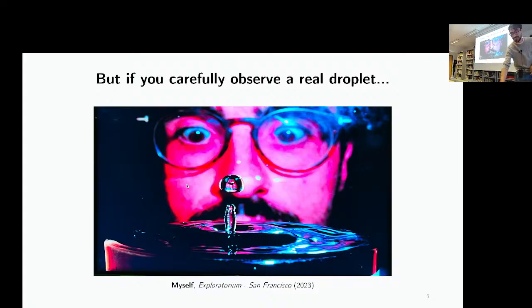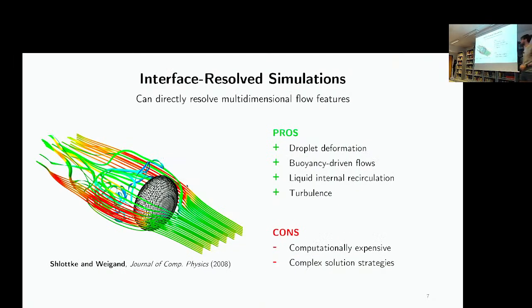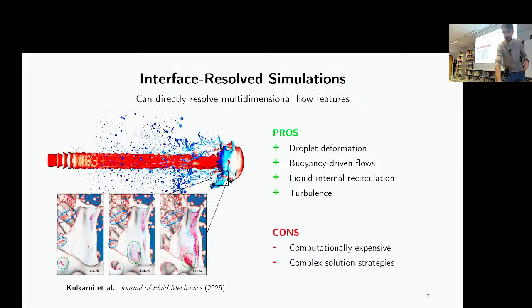So instead of using a spherically symmetric model, we decided to go for interface resolved simulations, which are multidimensional fluid dynamics models that are able to directly account for droplet deformation, buoyancy-driven flows, liquid recirculation effects, but also, why not, turbulent conditions and interactions between different droplets. Of course, these models have drawbacks. They are computationally expensive and they require advanced numerical solution strategies. But using this model, we can move toward the direct simulation of a full spray combustion problem.